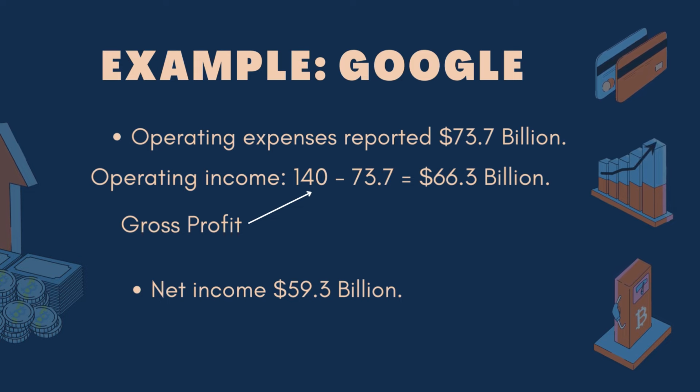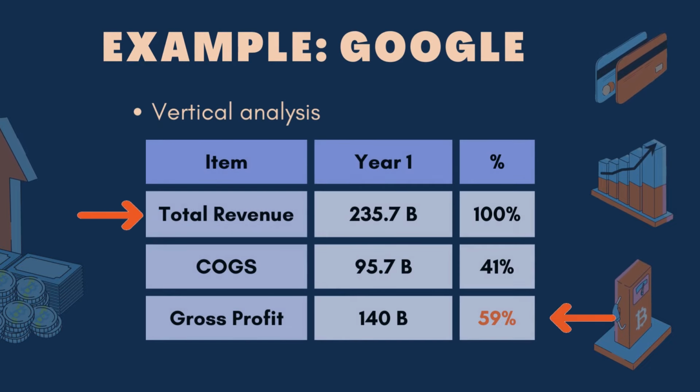After considering all revenues, expenses, and non-operating items, Google reported net income of $59.3 billion. This final figure represents the company's overall profitability. Now that we have examined Google's income statement, let's apply vertical and horizontal analysis.